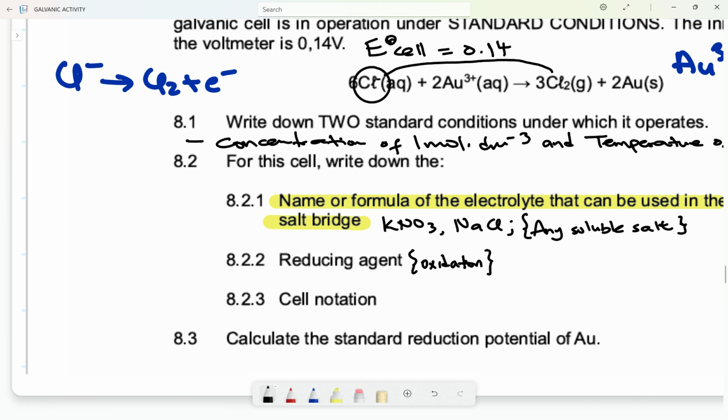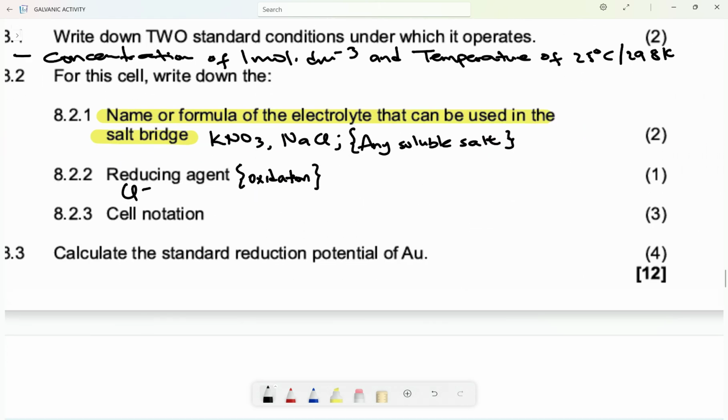So Cl minus is our what? It is a reducing agent. A reducing agent is not the one that is reduced. A reducing agent is the one that is oxidized. So which one is oxidized? Cl minus is oxidized because its oxidation number increased from -1 to 0. Hopefully you understand. If not, please check the video under redox reaction from grade 11.